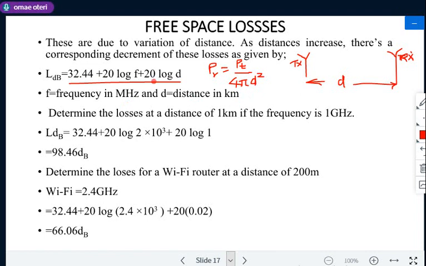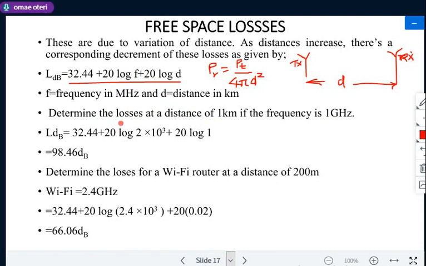But if you are interested in getting the derivation, I can get it for you, how you derive it up to a point where you actually get the losses being given by this value. But at the moment, I just want us to use that formula. And then we have an example here that is actually being done.